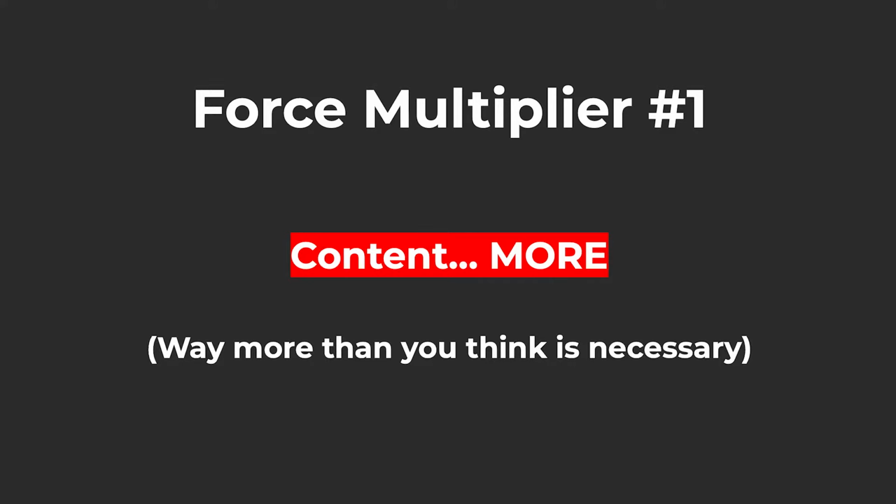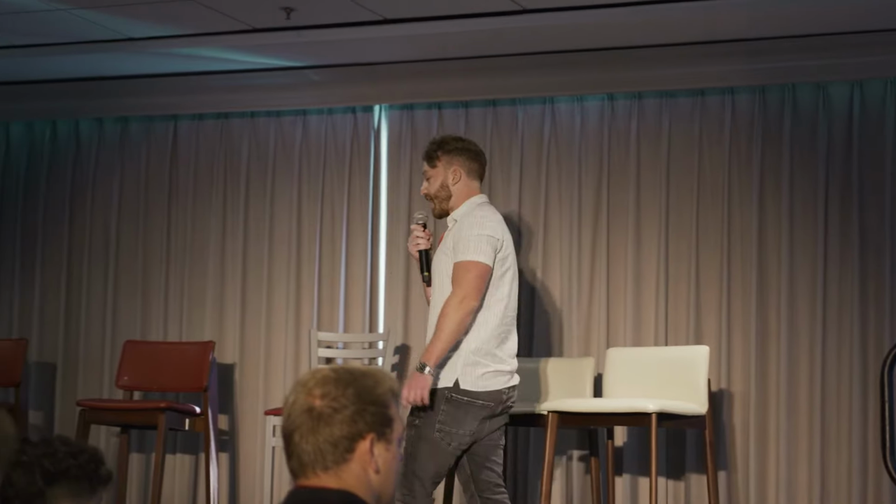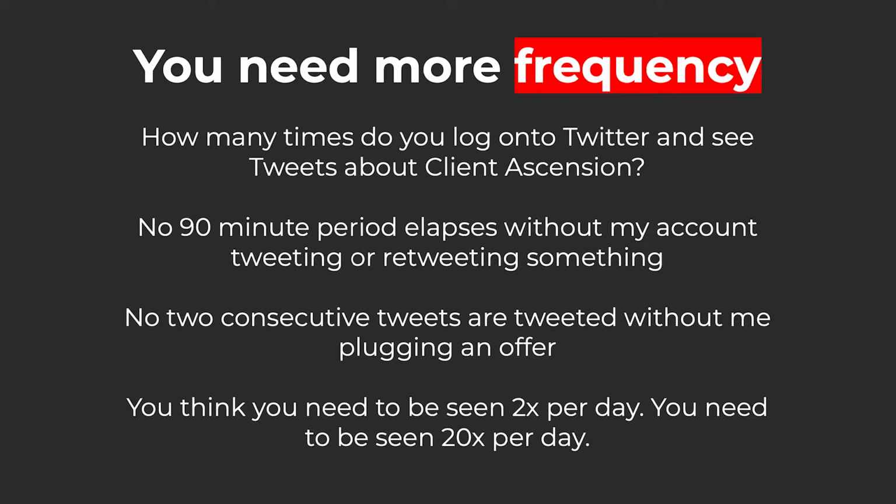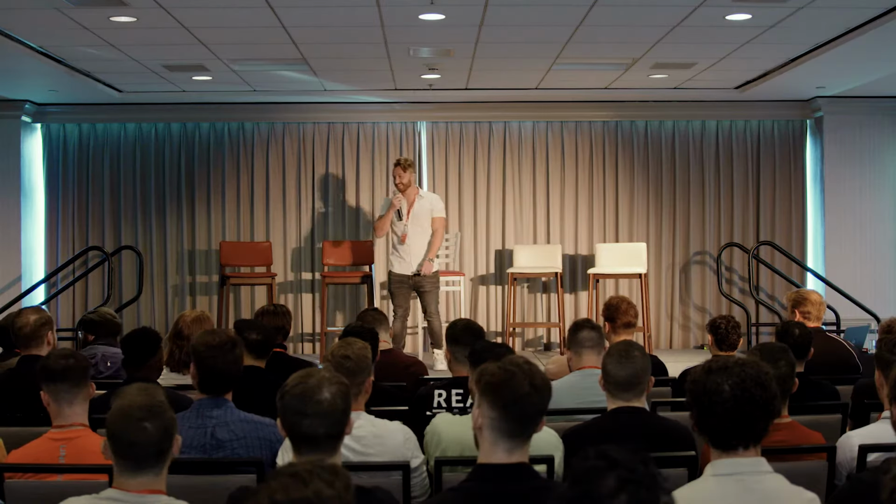And the first one is content. More of it. Like way more than you think would otherwise be necessary. Right? You need frequency. And what is frequency? It's the average amount of times somebody sees you per day, right? Like if you're running ads, you'll see your weekly frequency is 7. That means someone sees it once a day, right? So how many times do you log on to Twitter and see tweets about Client Ascension? A lot. Exactly. Way too much, and here we are.